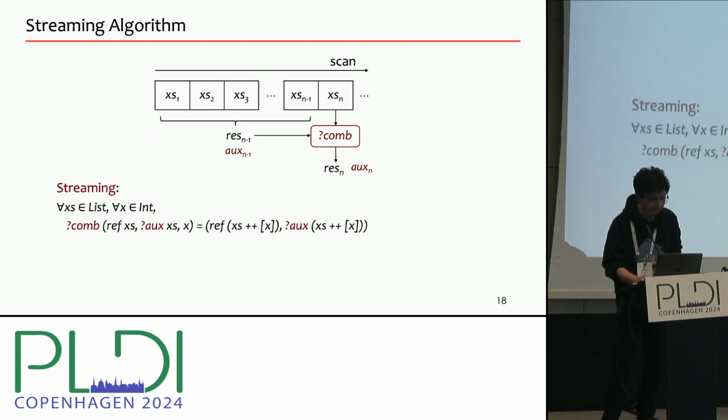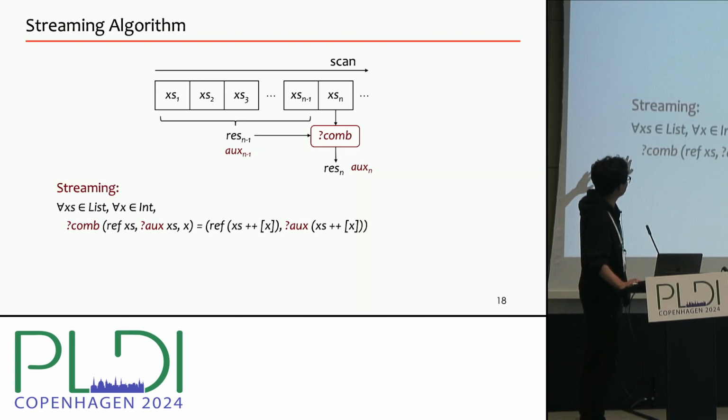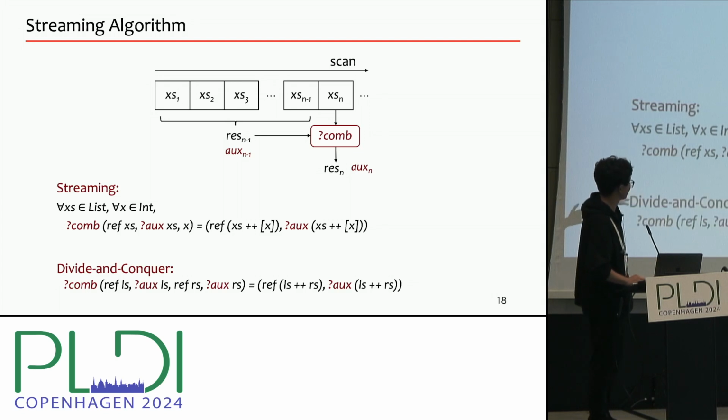Okay, so we can write this specification down. The specification here is that for any previous list and for any new integer, given the previous input of the combinator, then the output should be the new reference output and the new auxiliary values. And here is the specification of the divide and conquer. As we can see, they're almost the same, right? Both of them are in the input-output forms for the combinator, and they are both related to two different functions, the combinator and the auxiliary function.